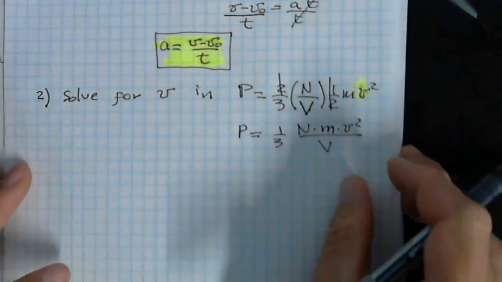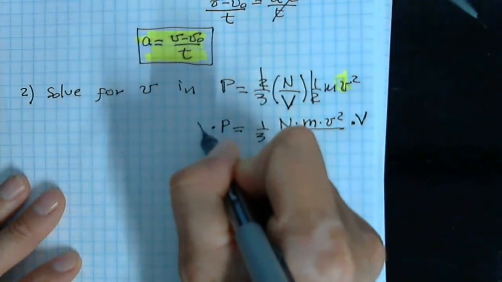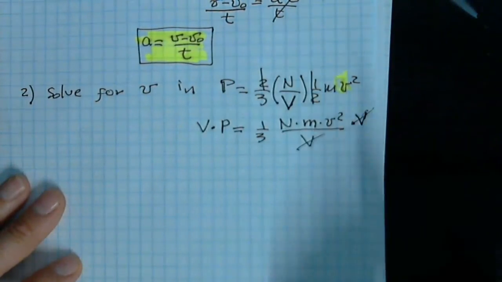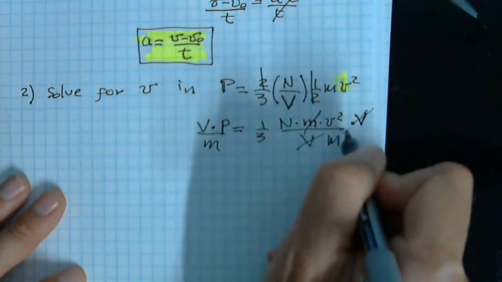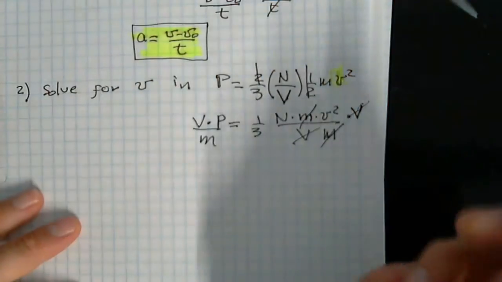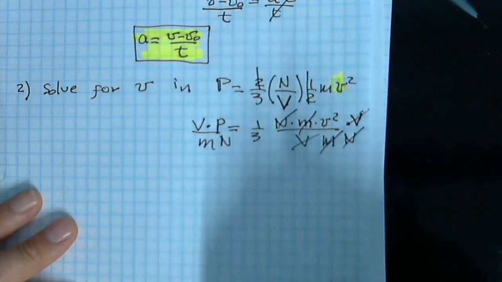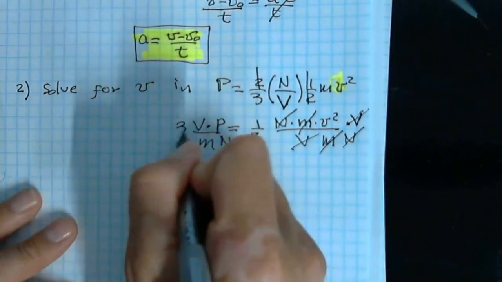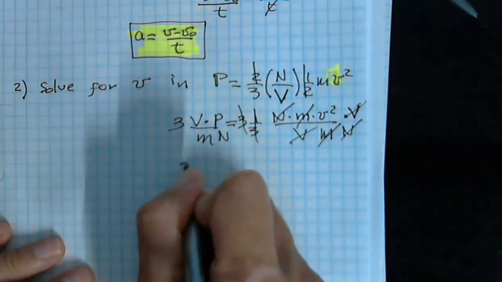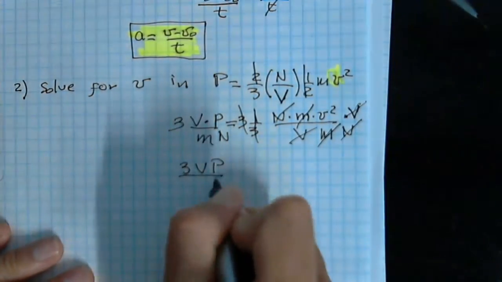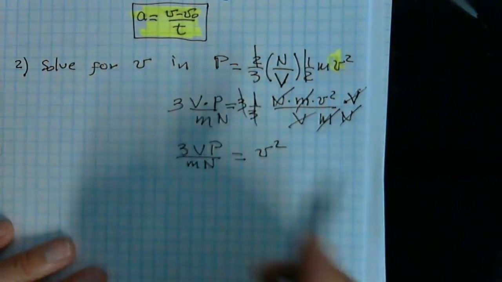And now you multiply by b, by volume, so the volume cancels. You divide by mass, so the mass cancels because you're solving for b, and you divide by n, the n cancels, and you multiply by 3, so 3 and 1/3 cancel. So you're left with 3bp over mn equals the square of the velocity.